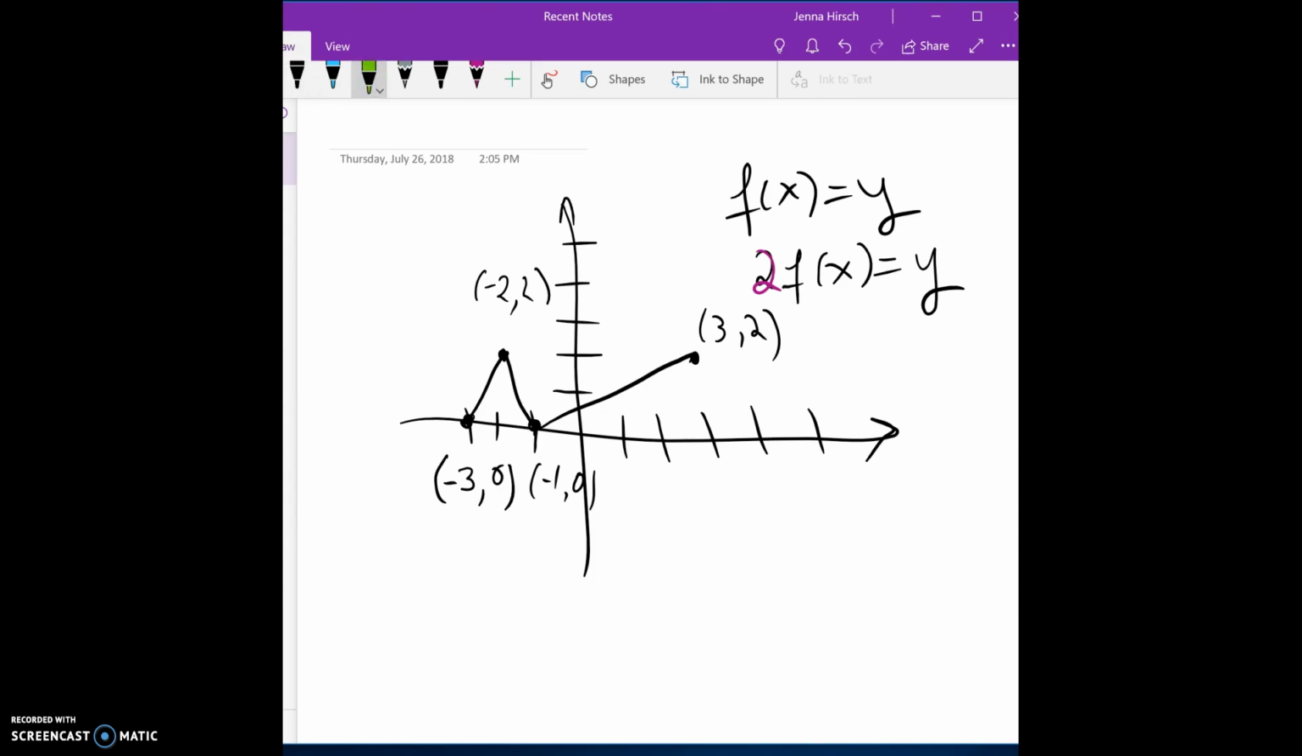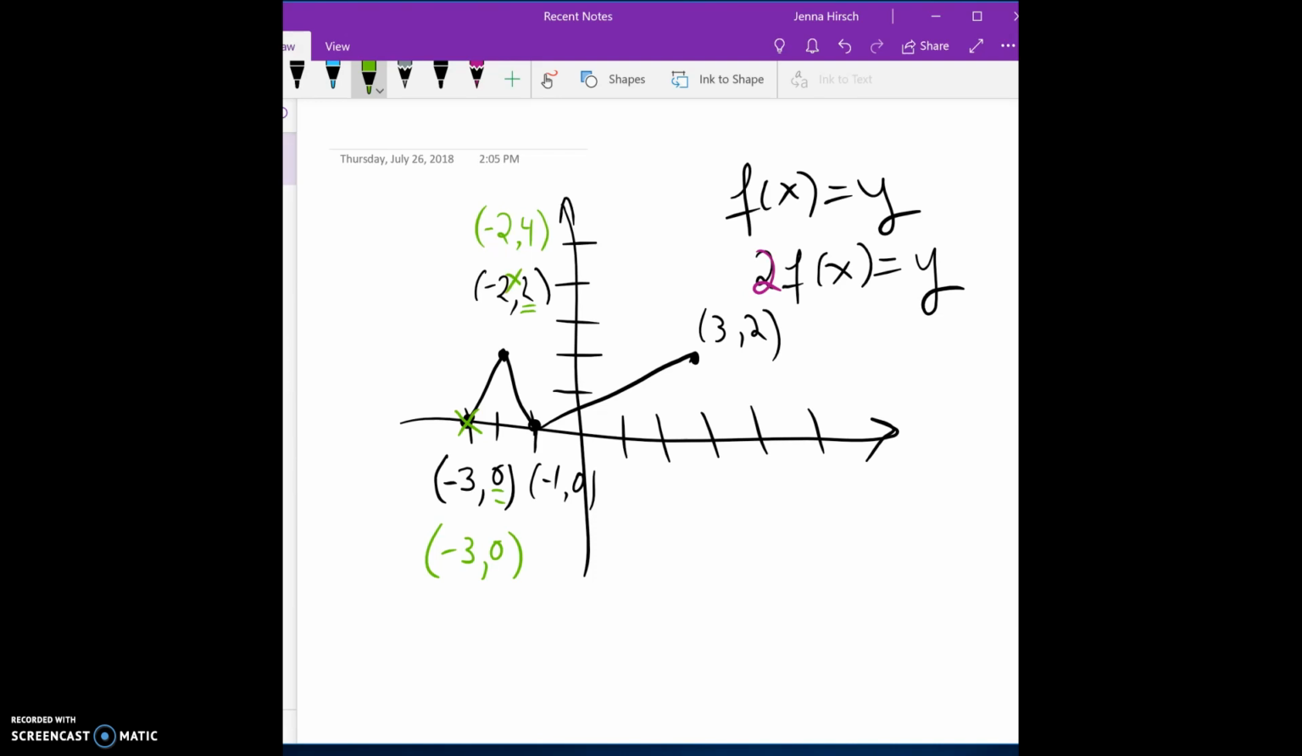So when I multiply my y value by 2, this ordered pair negative 3, 0 is still going to be negative 3, 0, because 0 times 2 is 0. Let's put that little x right there. When I multiply the y value, which is 2 over here, by 2, this ordered pair negative 2, 2 is going to be transformed into negative 2, 4. Let's graph that ordered pair. Here's negative 2, 1, 2, 3, 4. So that point's going to be right there.